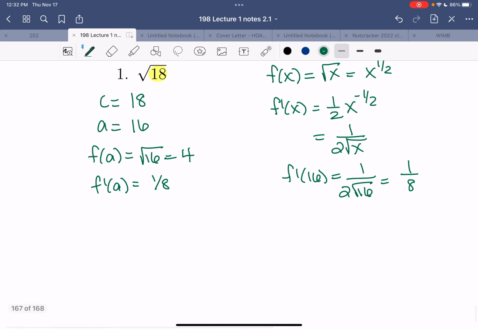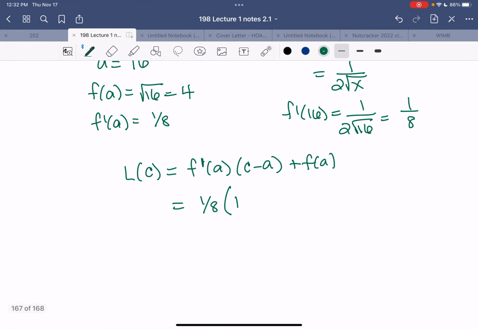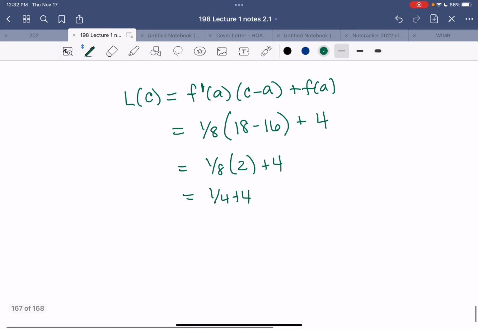Once you have those four values, then you're plugging into L of C. And L of C is f prime at a times c minus a, plus f at a. My derivative is 1/8, my c value is 18 minus my a of 16, and my f of a is 4. So this gives me 1/8 times 2 plus 4, and that's 1/4 plus 4. So my approximation is 4.25, or 4 1/4.